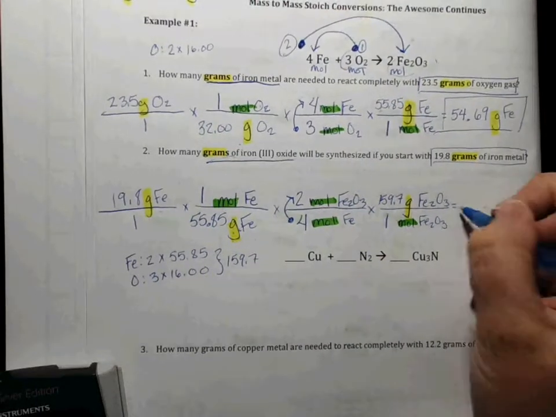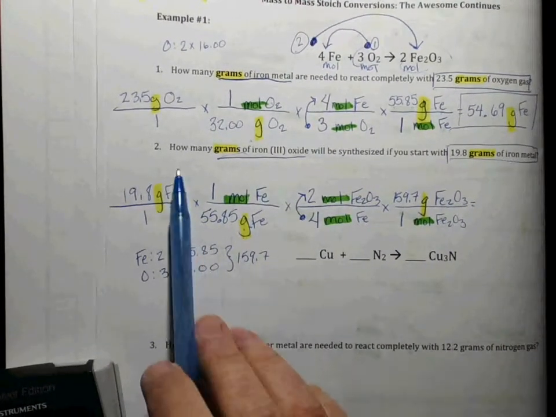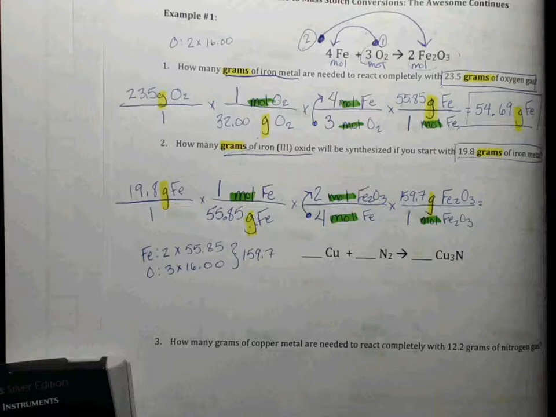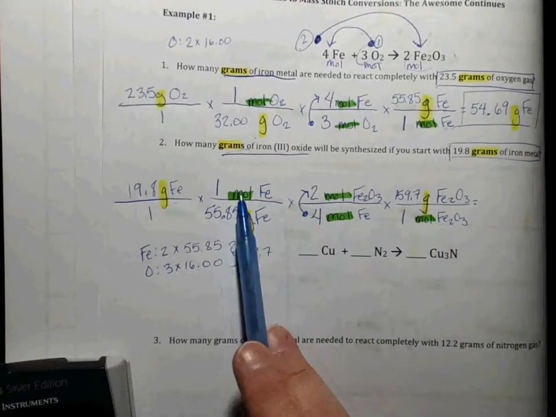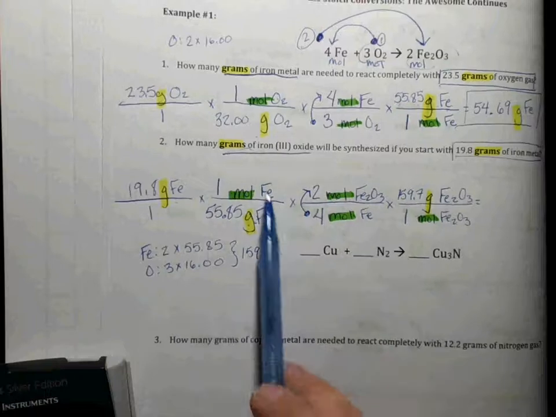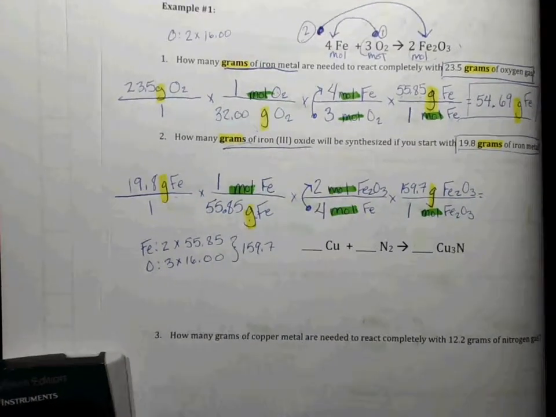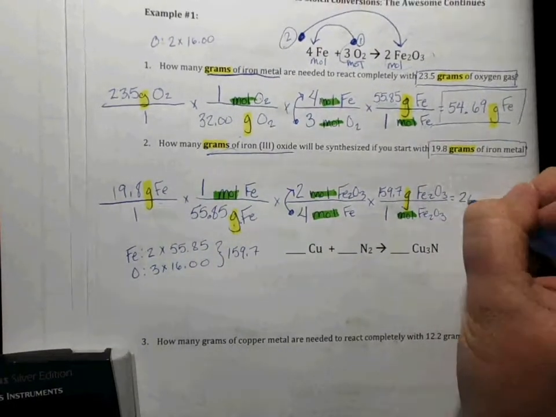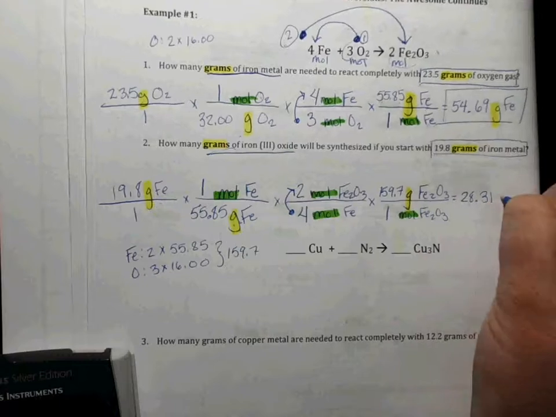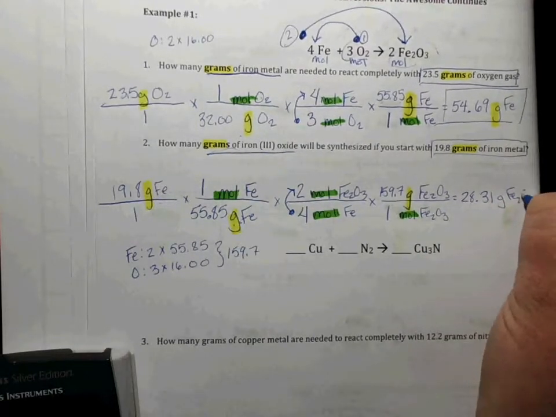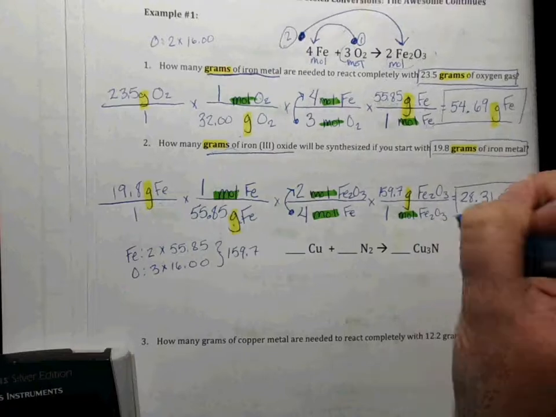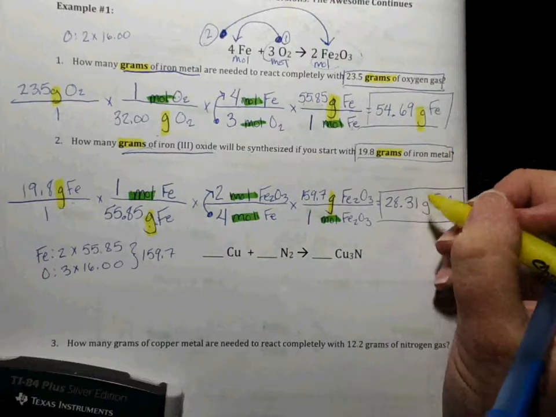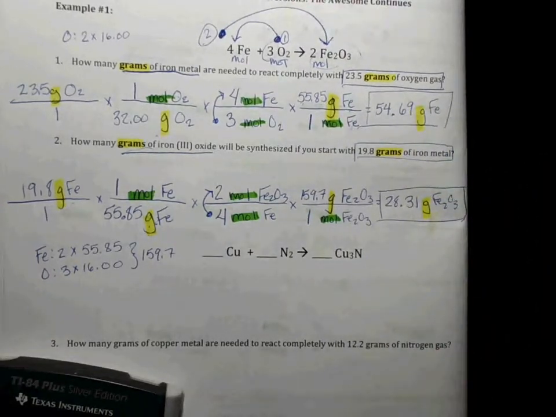And of course from here now we just need to put it in our calculator. Remember, anything on top you multiply, so you can type 19.8 times 2 times 159.7. You don't have to include the ones, right? Multiplying by 1 doesn't change anything. And anything on bottom you divide, so divided by 55.85 and divided by 4. You can type all those things in one line in your calculator. You don't have to press enter every time. If you type it correctly, then when you finish, you're going to get 28 point, it rounds to 31 grams of Fe2O3.